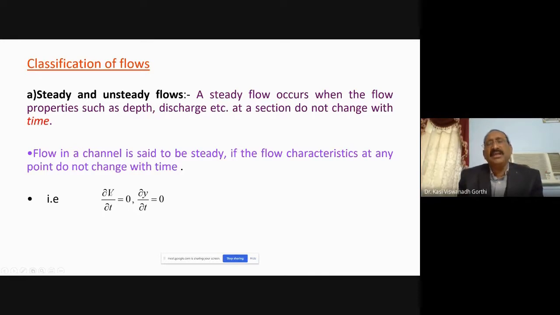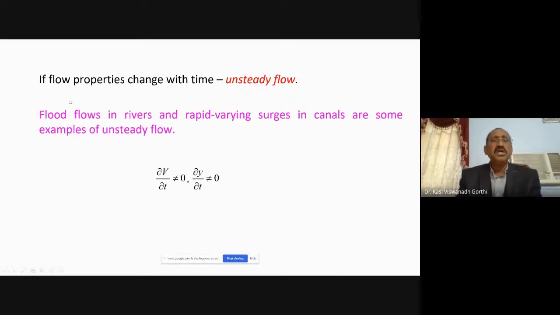On the other hand, unsteady flow is the one where these parameters may be changing, like velocity may be changing from 1 meter per second to 2 meters per second. So there is a change of velocity, so it becomes unsteady. So if the flow properties change with respect to time, then the flow is said to be unsteady flow.